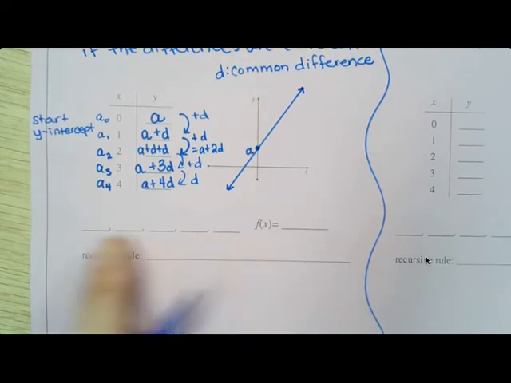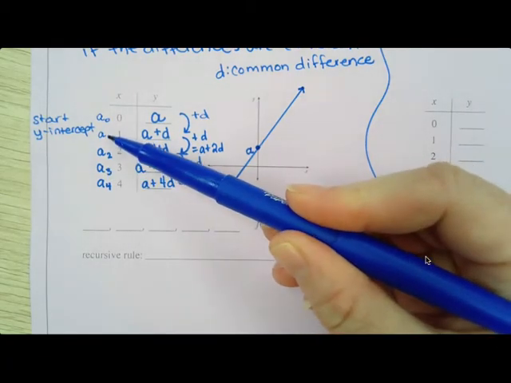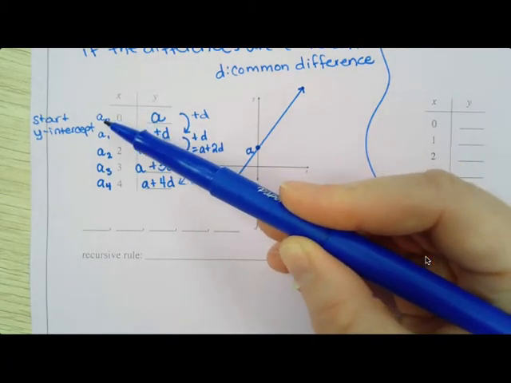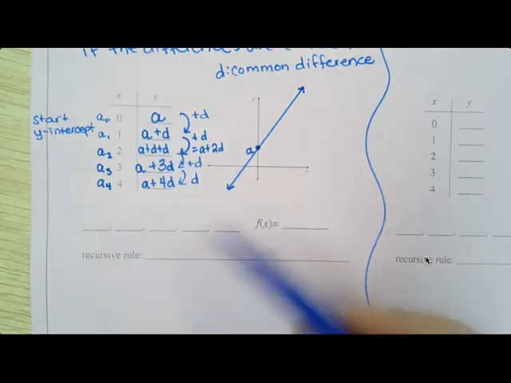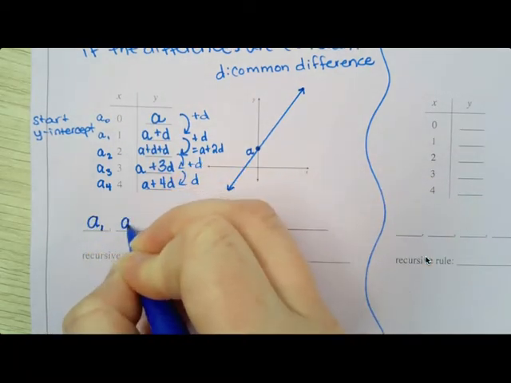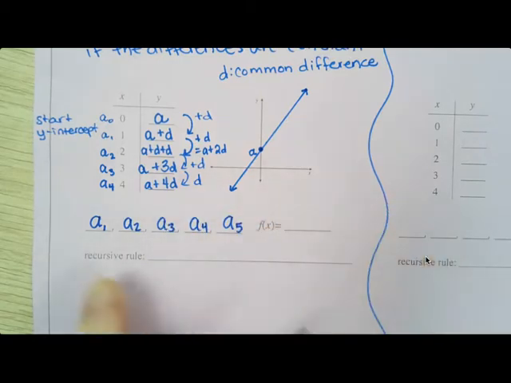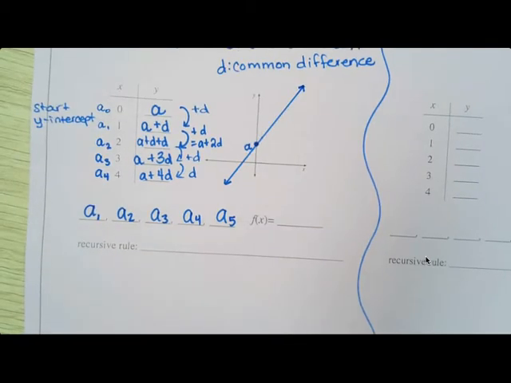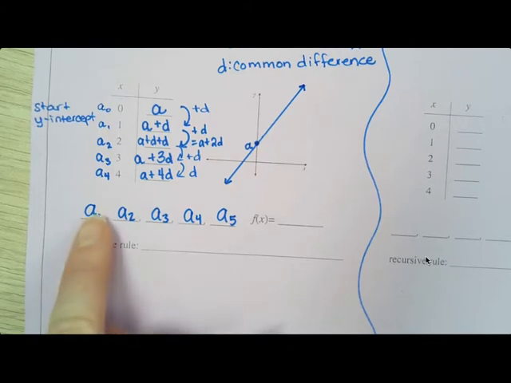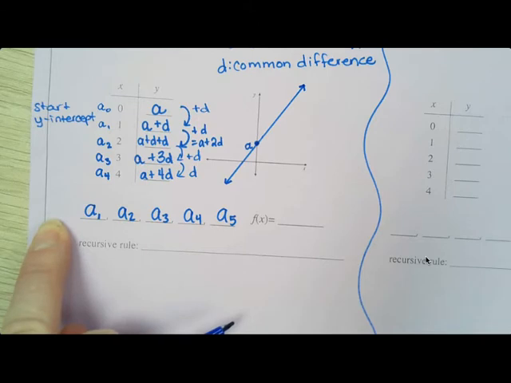Okay, let's look at our sequence. Whenever we write our sequence, we write our first term, second term, third term, fourth term, fifth term. So we are going to start with A1. A0 is the zero term. We're not going to write that in our sequence. So this should be written as A1, A2, A3, A4, and A5. We do not include 0 in the sequence. Because if I want to find the start value or the y-intercept, I always have to go to the one right before it by subtracting.